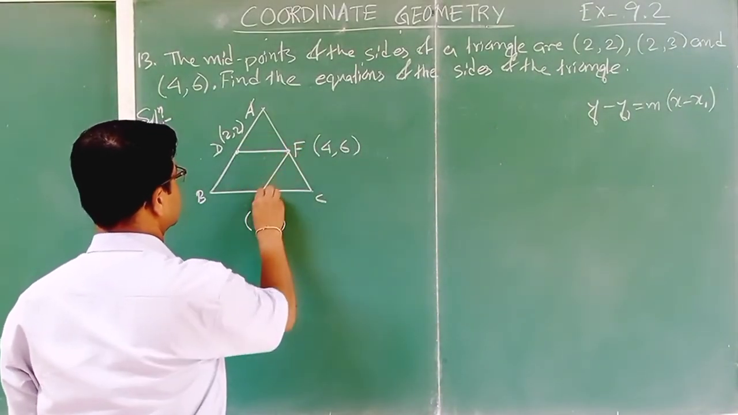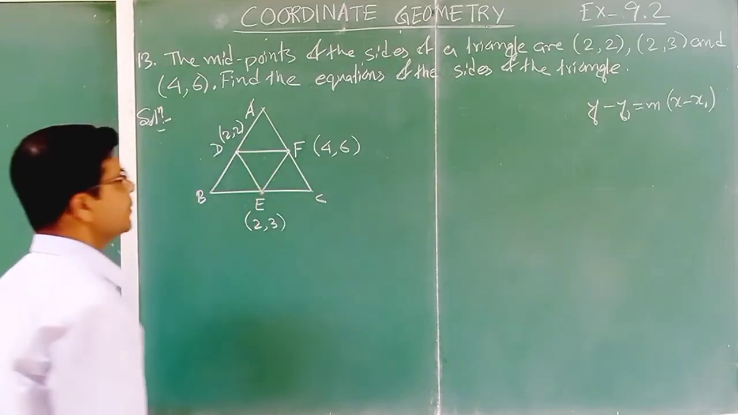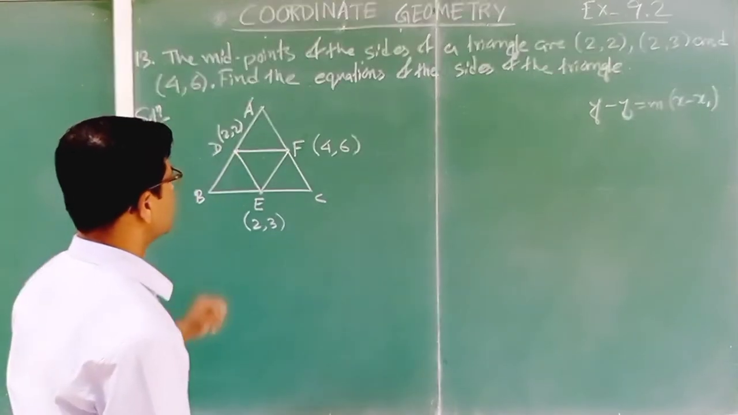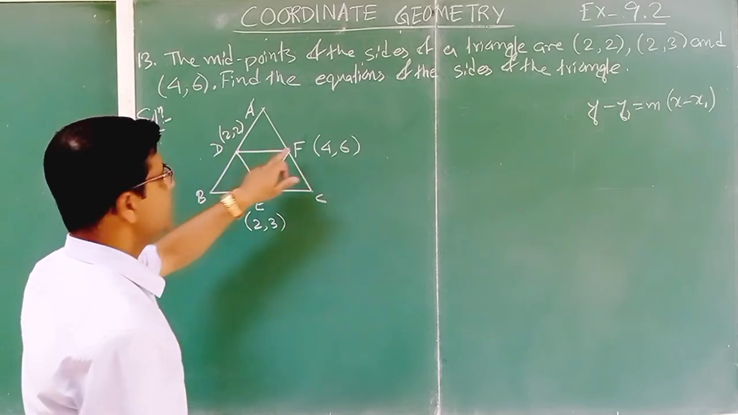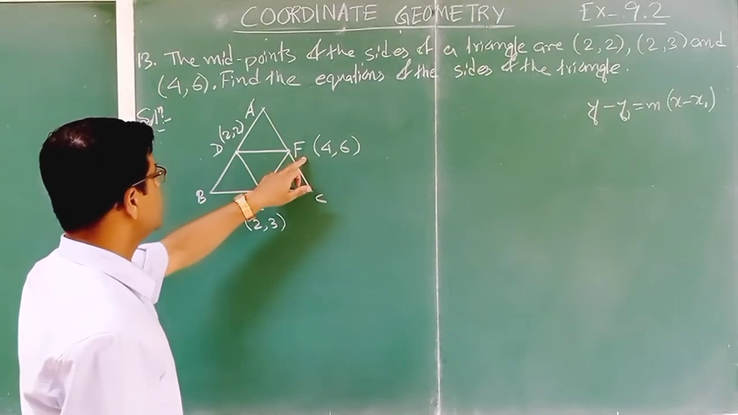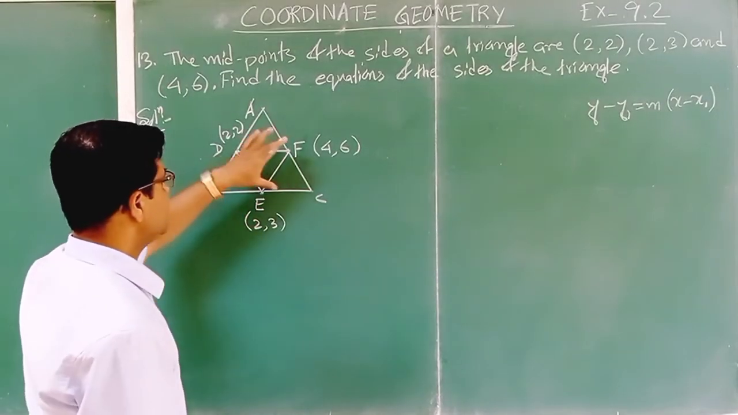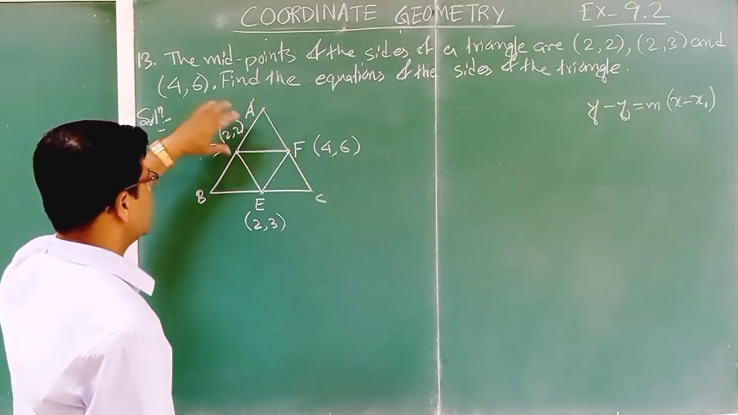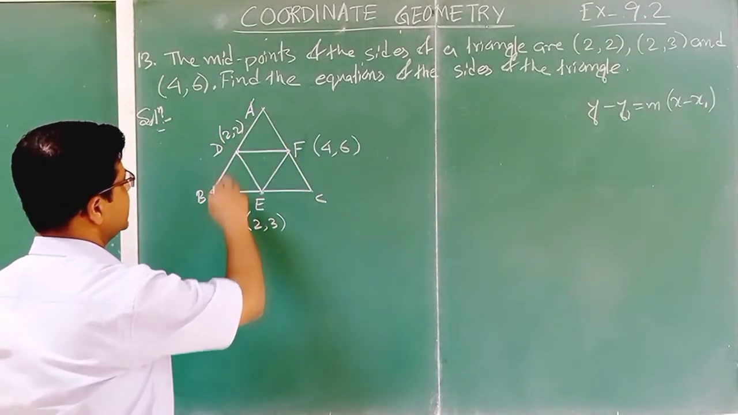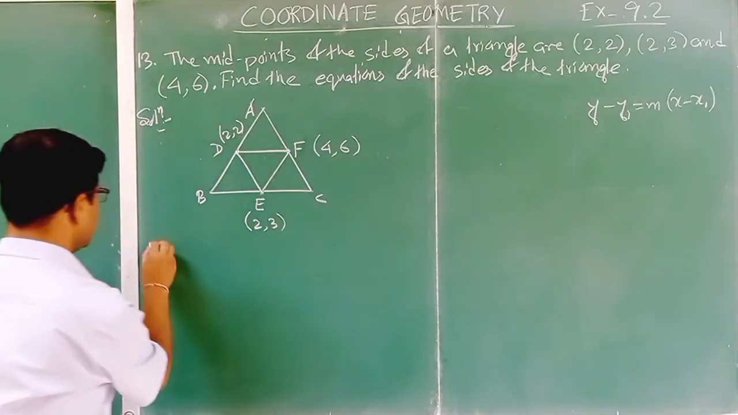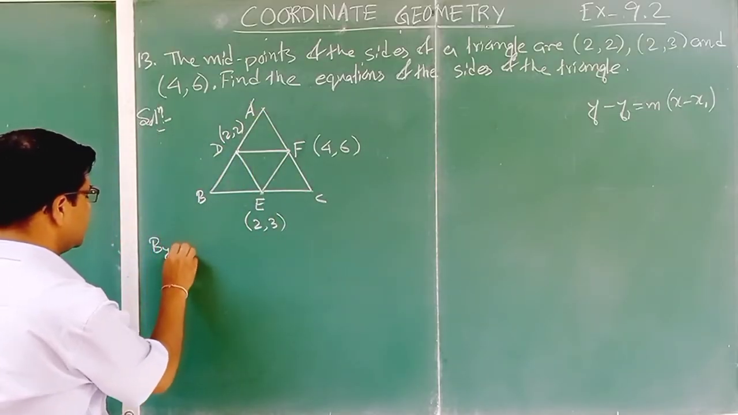Let us join all this. Now here we shall apply the midpoint theorem. These are the midpoints. D and F are the midpoints, so DF and BC are parallel. Similarly, by the midpoint theorem, these two are parallel: EF is parallel to AB, and DE is parallel to AC. By the midpoint theorem, let us write that.